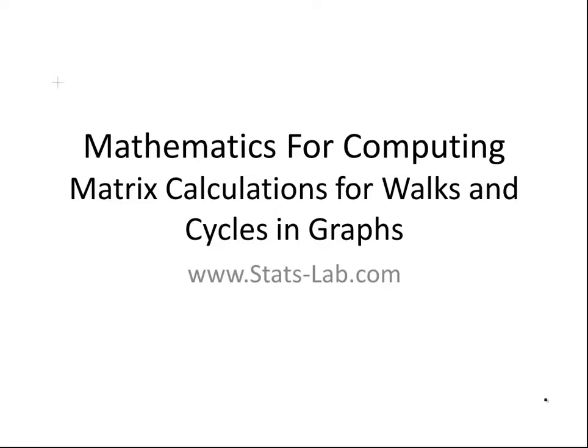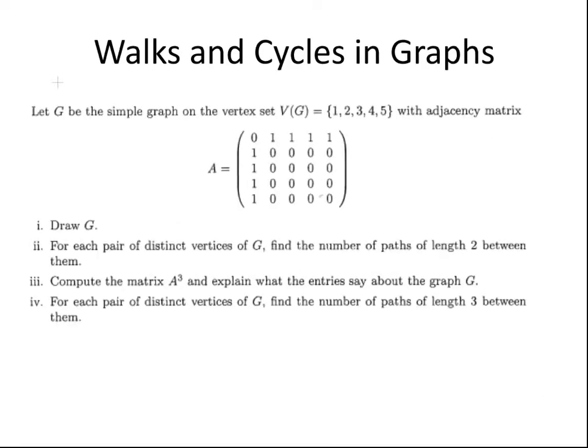In this presentation, we are going to look at matrix calculations that are required for looking at walks and cycles when we're looking at graphs. So let's look at an example first off. Let G be the simple graph on the vertex set V of G equals 1, 2, 3, 4, 5, and it has the following adjacency matrix.